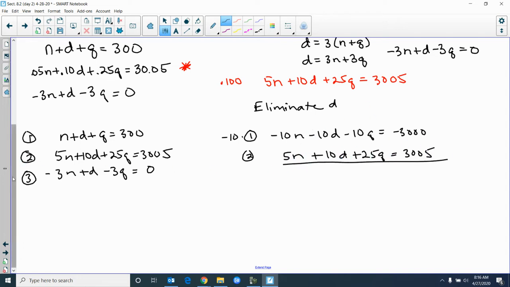All right, let's see what we get here. I get negative 5n. Those add up to 0 plus 15q. And it looks like I get 5.